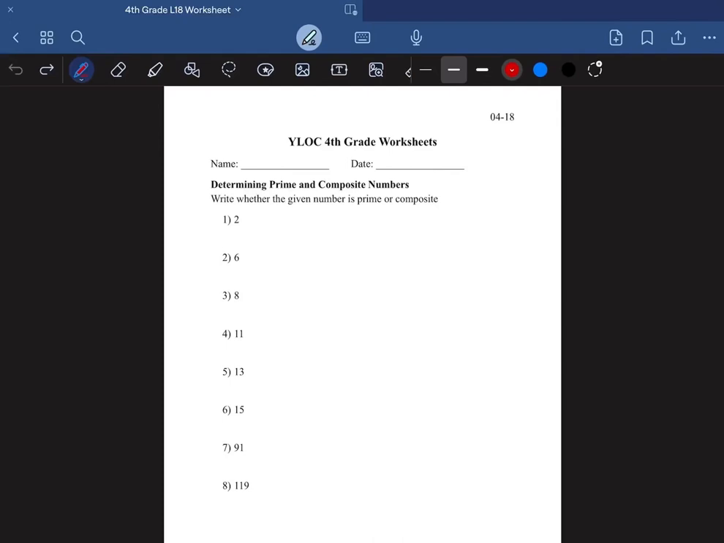This is the KayleeRo 4th grade lesson 18 worksheet, determining prime and composite numbers. Write whether the given number is prime or composite.